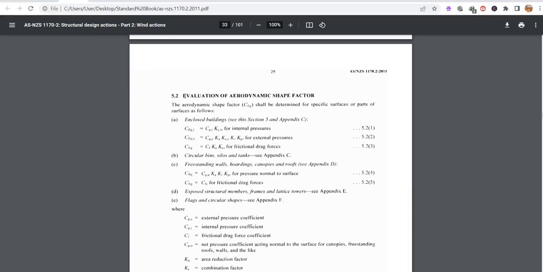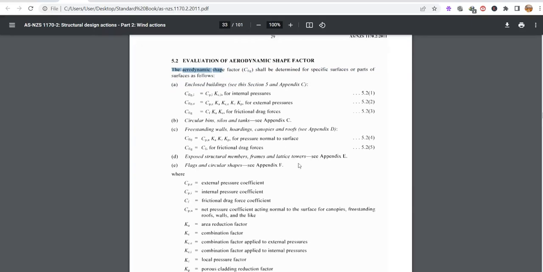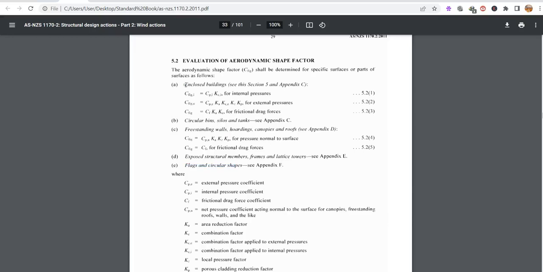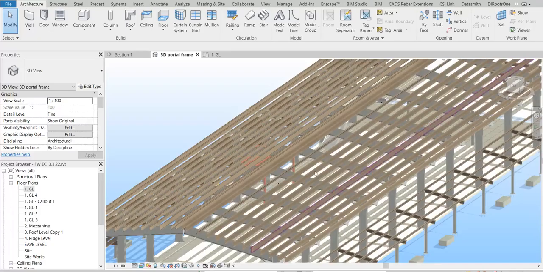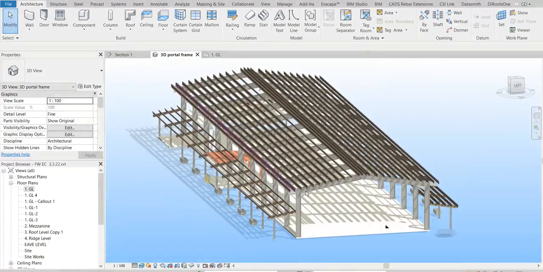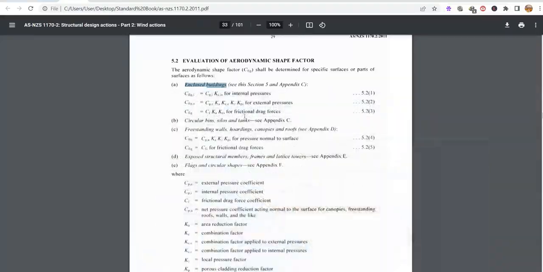Here it says the aerodynamic shape factor shall be determined for the specific surface part of the following. So for enclosed buildings: we don't have circular beams, no freestanding wall, no exposed structural member frames such as lattice tower, no flags and circular shapes. I'm going for an enclosed building, because the structure is enclosed by wall and window, so this is an example of an enclosed building.